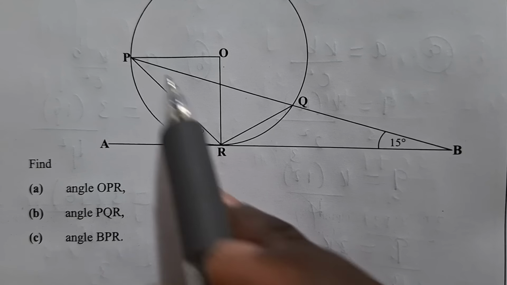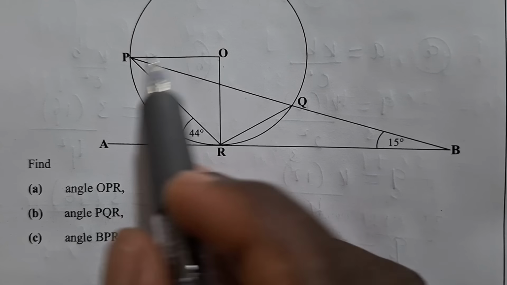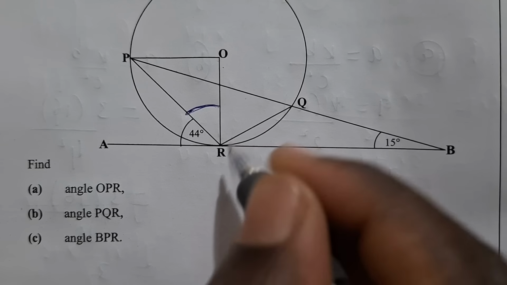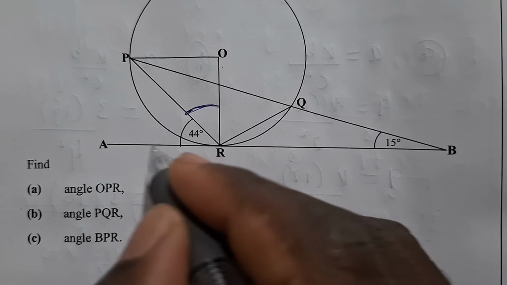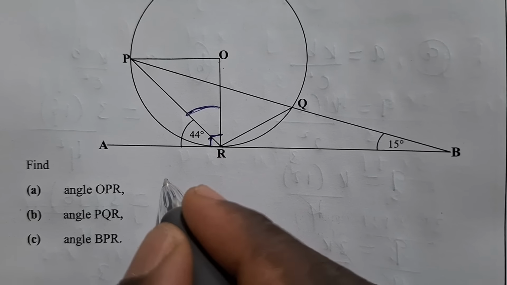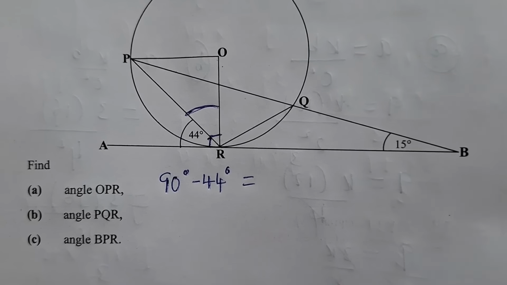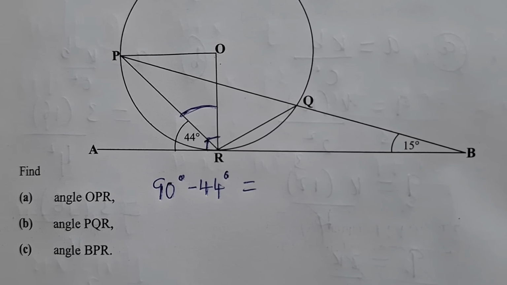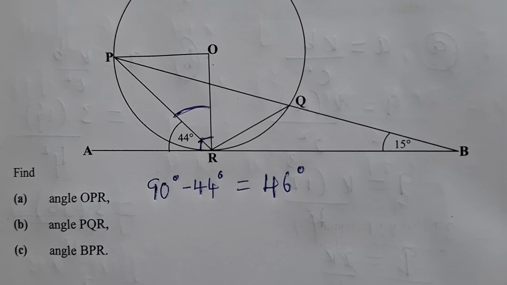OPR. So for this angle to be found, we know that this is the radius and this is the radius. So we can find this angle using the property which says that the radius and the tangent line form 90 degrees. So we can say 90 degrees minus 44 degrees. So what is 90 minus 44? It's giving us 46. So this is 46 degrees.